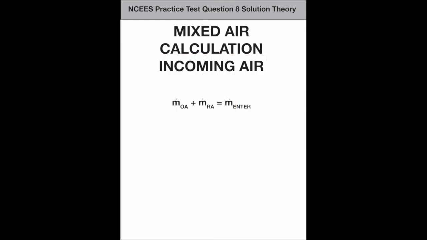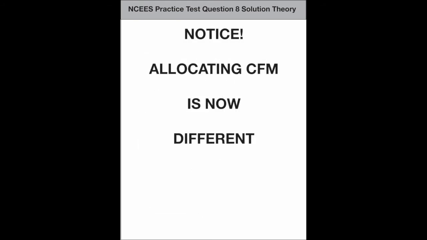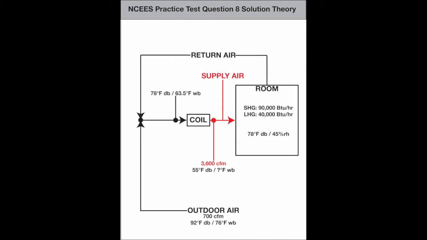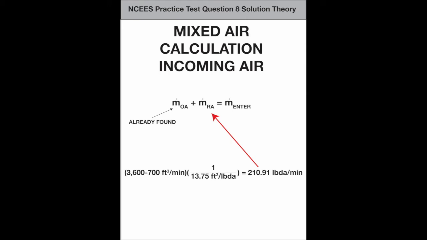Do the mixed air calculation for the incoming air here. Notice there's a difference from before when allocating the CFM. Now the supply air of 3600 CFM must equal outside air of 700 CFM plus return air. Return air mass flow is 3600 minus 700 CFM times 1 over 13.75, equal to 210.91.